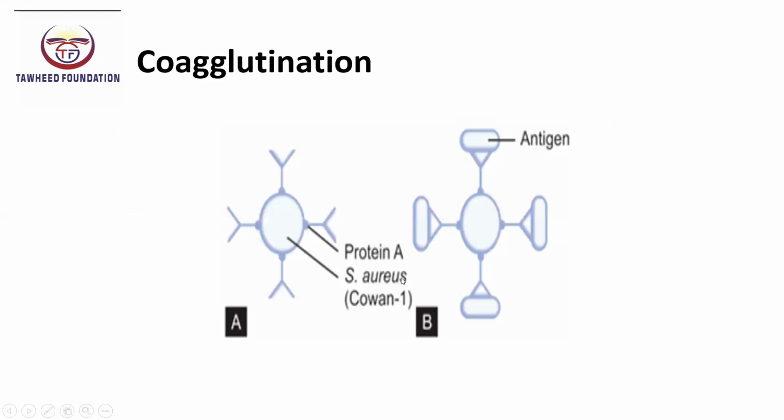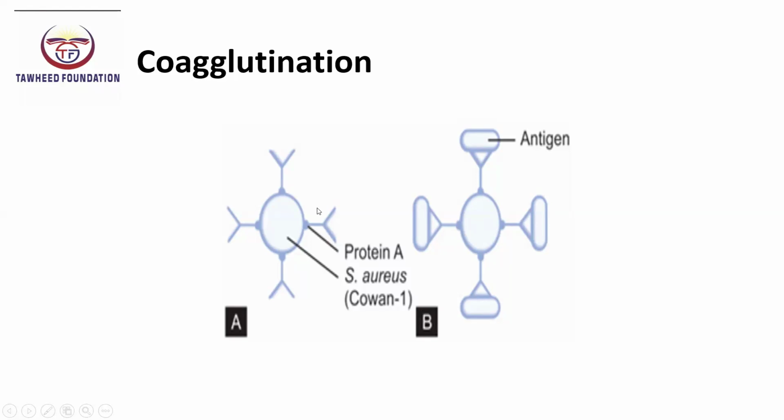So coagglutination is a variation of the agglutination test in which antibodies are bound to the surface of bacteria instead of being free in solution. The most commonly used bacteria is Staphylococcus aureus Cowan 1 strain, which has protein A on its cell wall. Protein A binds to the Fc region of antibodies, leaving the Fab region free to recognize antigen.